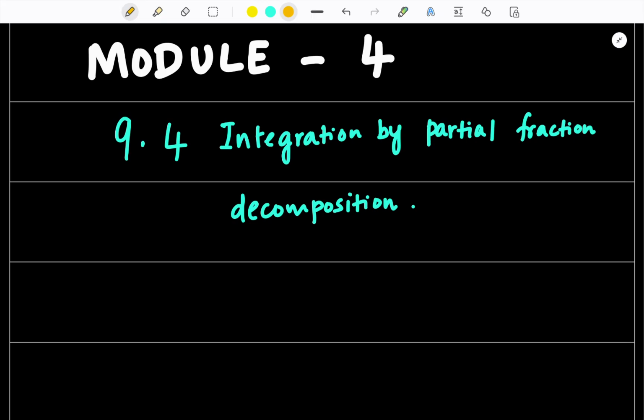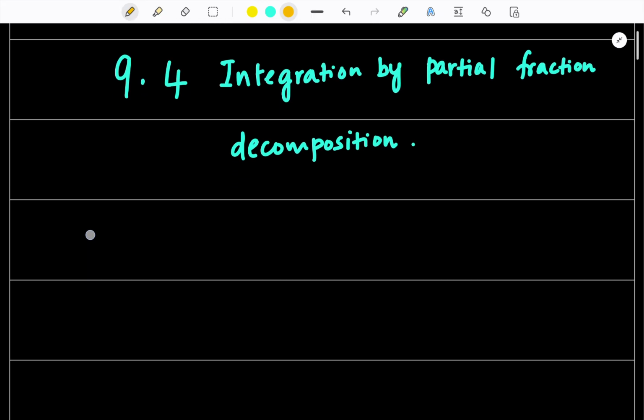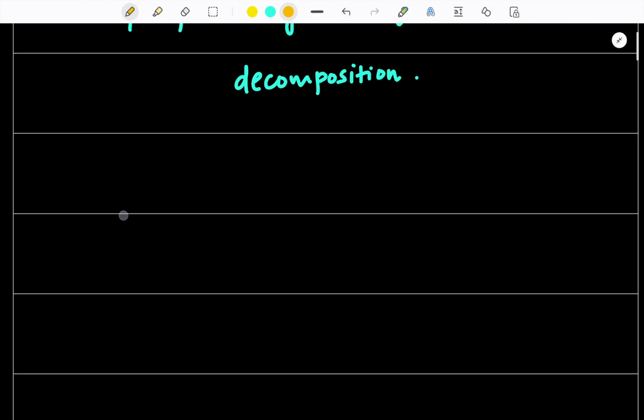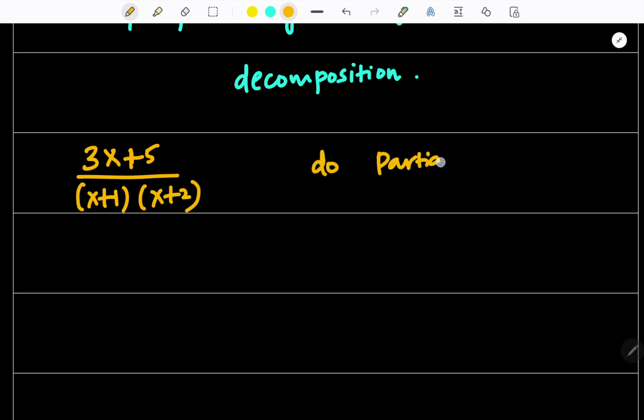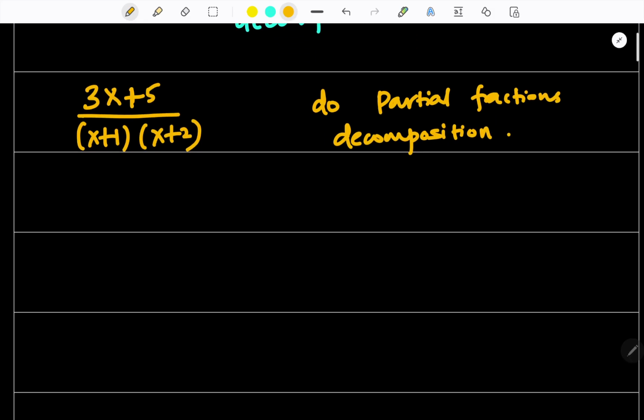Before I go for integration by partial fraction decomposition, I will explain what partial fractions are. I'll just refresh your ideas from 002, right? Do you remember how to find the partial fractions decomposition? I'll give you some examples: (3x plus 5) divided by (x plus 1)(x plus 2). Suppose I ask you to do partial fractions decomposition. How do you do this one? Different ideas we studied, so let me explain one idea.